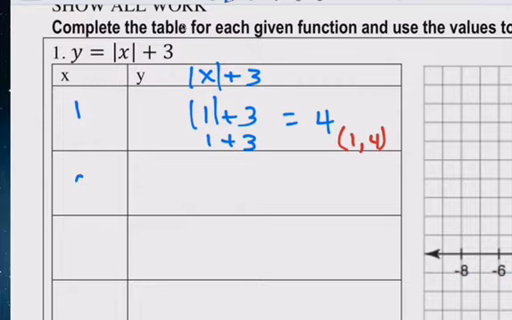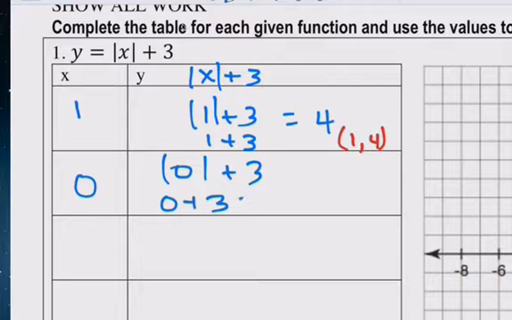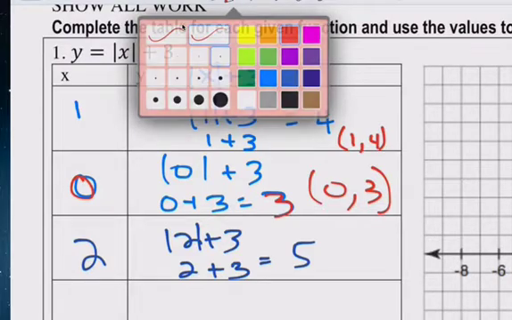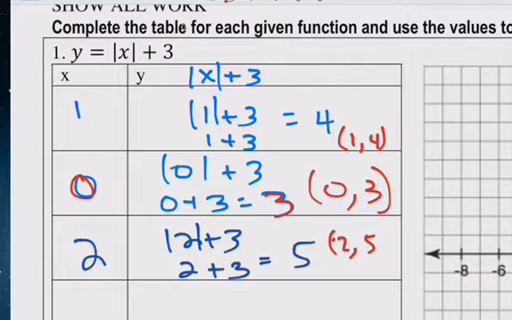I'm going to choose 0. 0 is always easy. The absolute value of 0 is 0, plus 3 is 3. So my ordered pair is 0, 3. Input 0, outcome is 3. Next, 2. The absolute value of 2 is 2, plus 3 is 5. So your ordered pair is 2, 5. That looks like a negative, I better erase it.